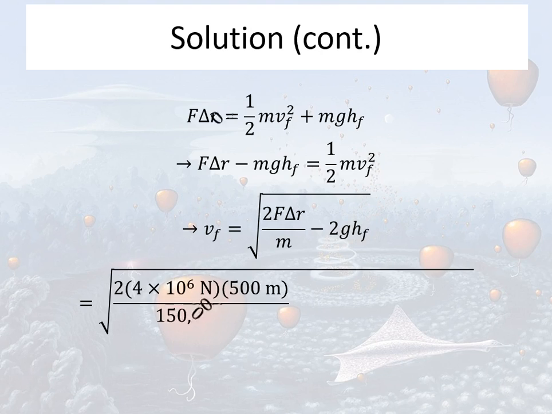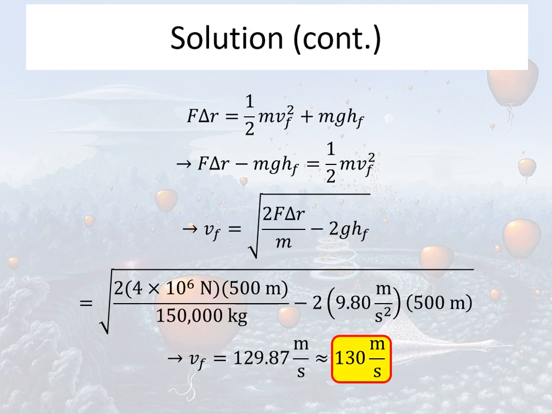And now it's time to plug in some numbers. And upon doing that, and shoving them into a calculator and turning the crank, listening to it grind and whir, we get a final speed of our rocket of 130 meters per second. That's what we were after. That's how you solve problems like this using conservation of energy where work is being done by an external force.